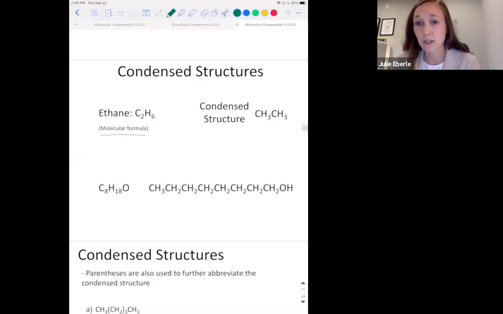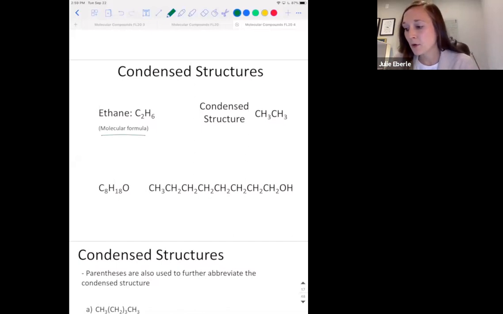And a molecular formula just tells us how many atoms and what kinds of atoms are in the molecule. But we have no idea how they're arranged. The difference between a molecular formula and a condensed structure is we can know exactly how things are connected. We can imagine that from the condensed structure in a way that we cannot, and we're kind of doing more guesswork with a molecular formula.